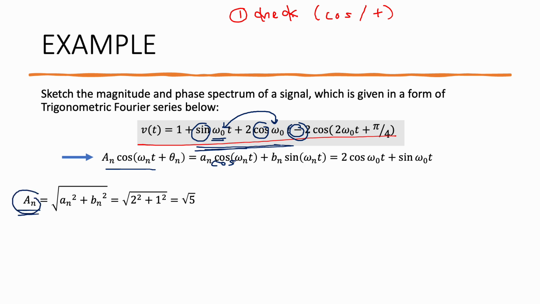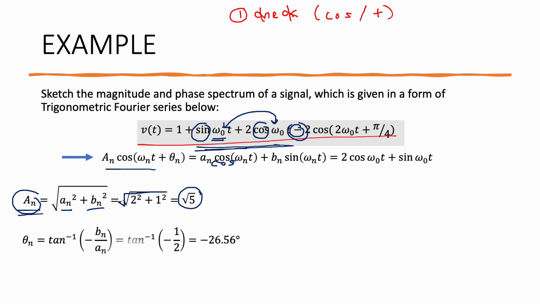Alright, so what is the equation based on the step? First, we need to find the amplitude. So the amplitude is the coefficient of cosine plus the coefficient of sine, squared, and then we need to make it as a square root. So 2 squared plus 1 squared is equal to square root of 5.